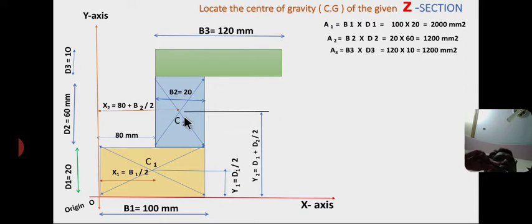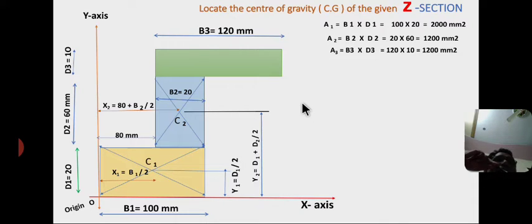Now y2 equal to from centroid C2 to the x-axis. That means y2 equal to the height of the bottom rectangle, that is d1, plus half of the second rectangle. So y2 equal to d1 plus d2 by 2.